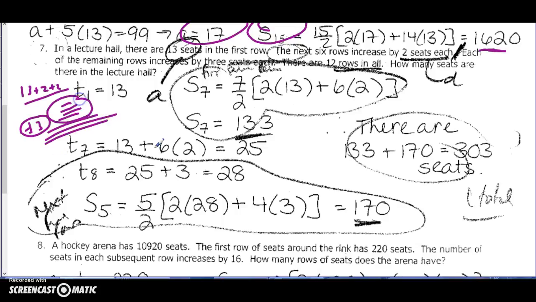So to find out my sum of the first 7 rows where I'm adding 2, I just go through this and say that my first row has 13 seats and I'm adding 2, so that's my common difference, and I figure out that the total here is 133 seats.